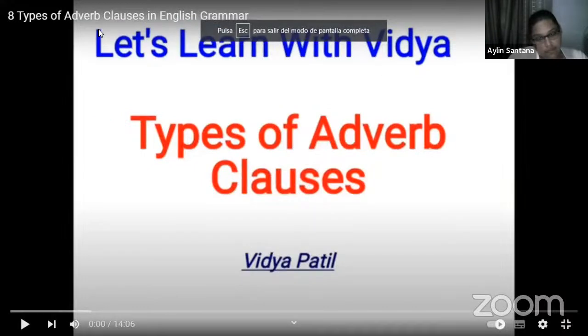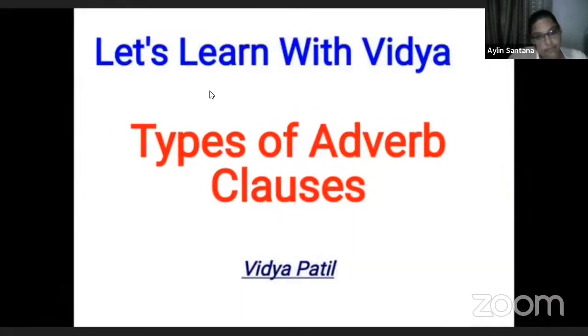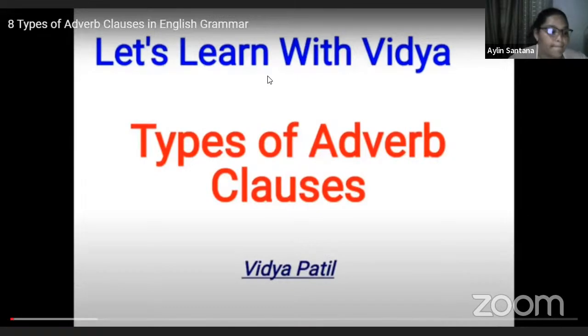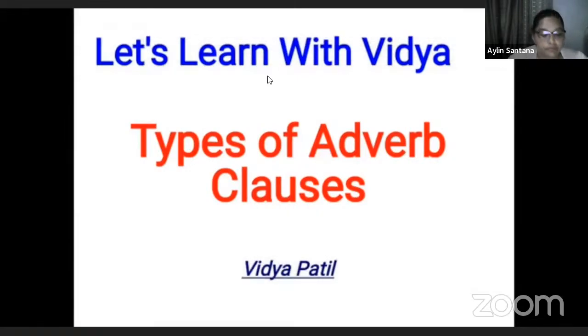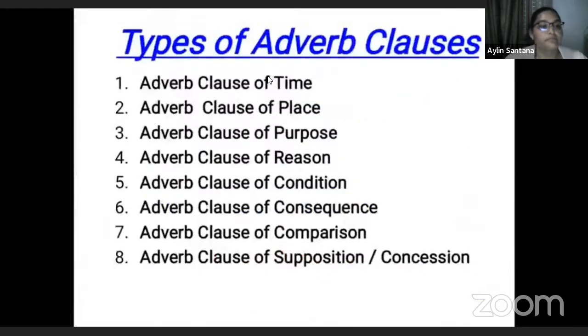Hello friends and welcome back to my channel. Let's learn with Vidya. Friends, in last video we have seen about clauses. There are two types of clauses, main clause and subordinate clause. From that subordinate clause we have seen noun clause, adjective clause and adverb clause. In this video we are going to see in detail about the types of adverb clauses. So let's see. There are total 8 types of adverb clauses.